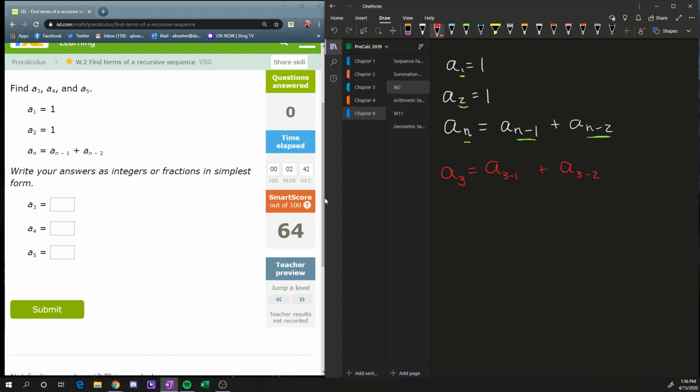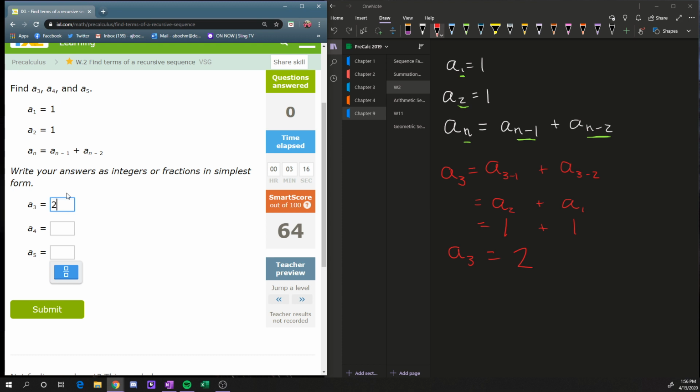And then we can simplify just a little bit. Right, so the third term now is the sum of the second term and the first term, which we know, right? So the second term is 1, and the first term is also 1. Right, so A3 is just equal to 1 plus 1, which is 2. So I'm going to pause for a second. Are there any questions over how I got that?